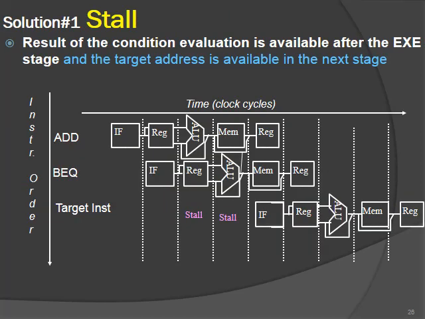So by inserting a stall for the third instruction, the instruction fetch process will start after the execution of the branch instruction. That is, the execution of the branch instruction is during the third clock cycle, and the instruction fetch stage of the third instruction will start from the fourth clock cycle. In this way, this is the first solution to handle this type of hazard.